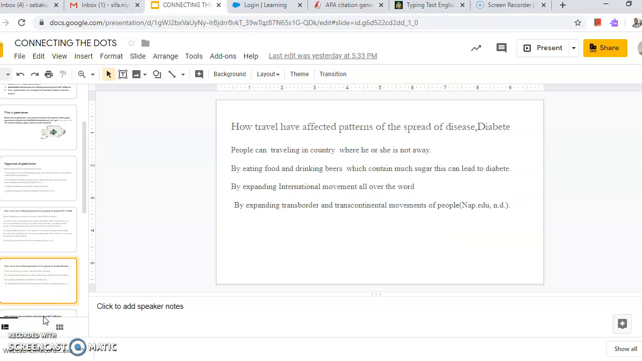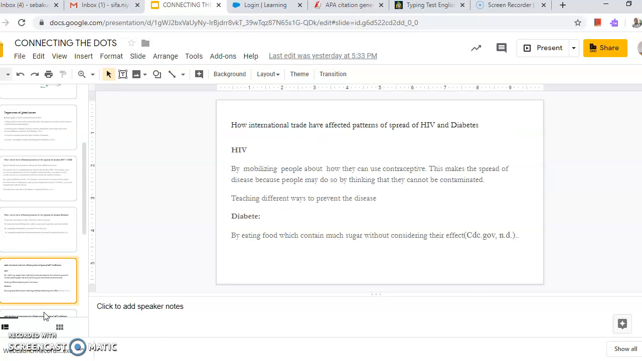How has travel affected the patterns of the spread of diabetes? People can travel to a country where he or she is not aware of the food. By eating food and drinking beers which contain much sugar, this can lead to diabetes. This is by expanding international movement all over the world, by expanding transborder and transcontinental movement of people.